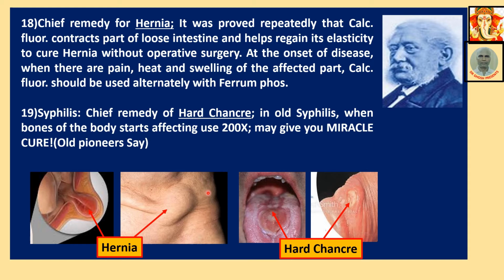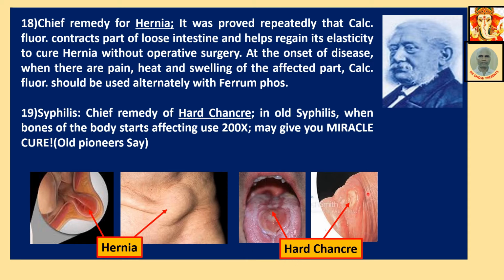19. Syphilis, chief remedy of hard chancre. In old syphilis, when the bones of the body start getting affected, use 200x. It may give you a miracle cure. This has been said by the old pioneers of TST, tissue salt therapy. The pioneers of tissue salt therapy have said that you use 200x in case of syphilis, hard chancres, old syphilis.